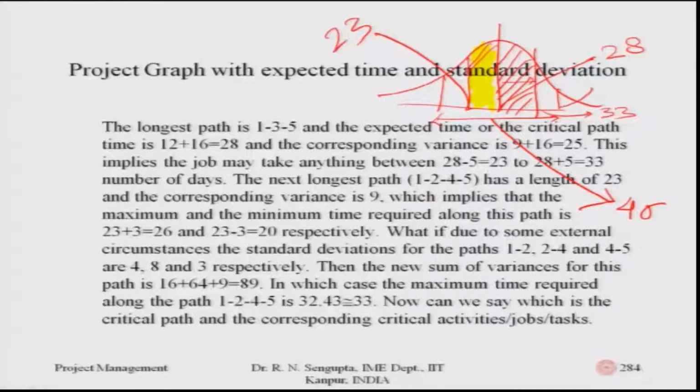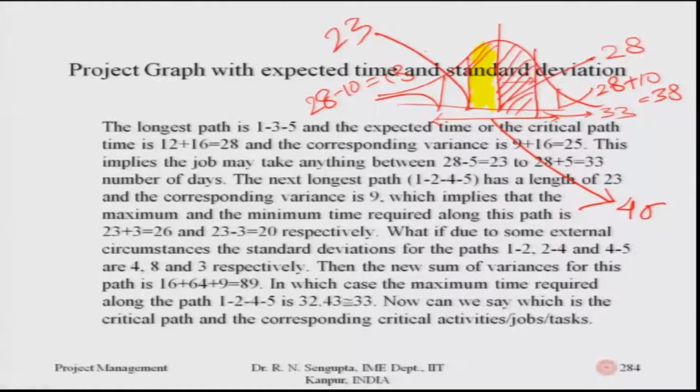So, this value would be 28 plus 10, which is 38, and this value would be 28 minus 10, which is 18. So, this 18 to 38 basically would mean that with plus 4 sigma, that is plus 2 sigma and minus 2 sigma, I am able to finish the job within that stipulated time. So, again continuing what is written here, this implies that the job may take anything between 28 to 33 days.